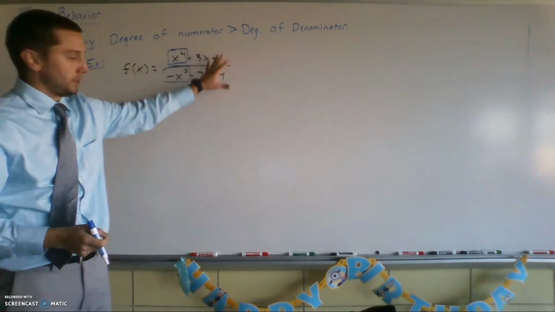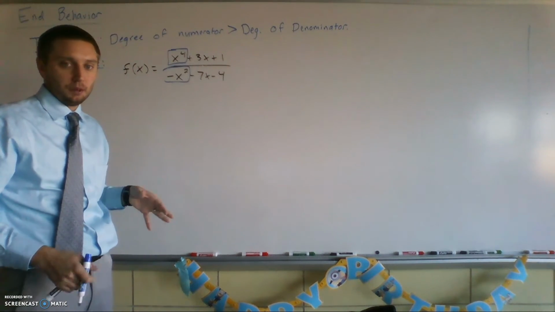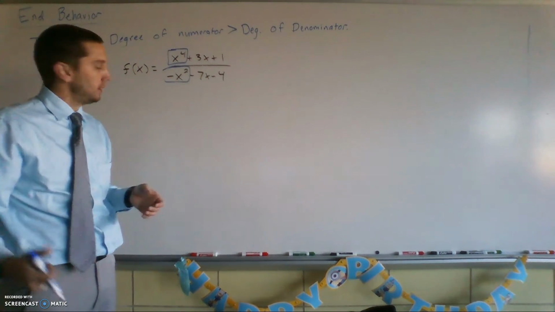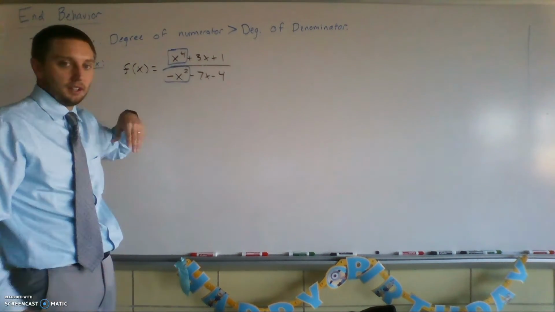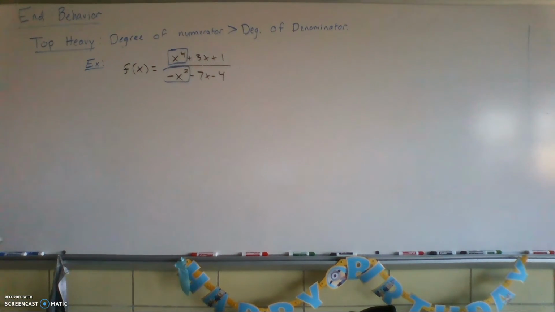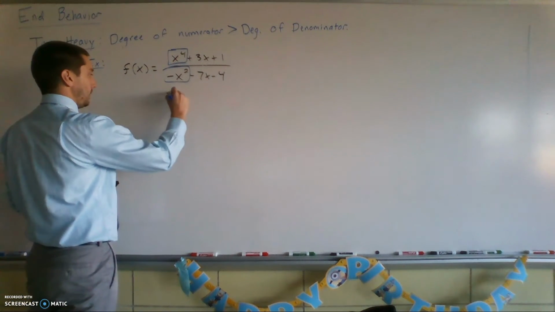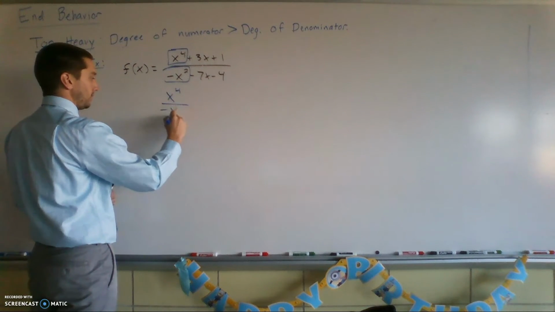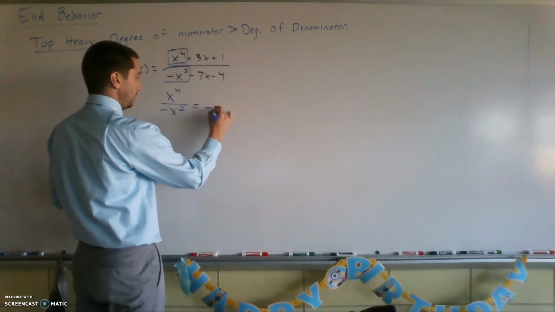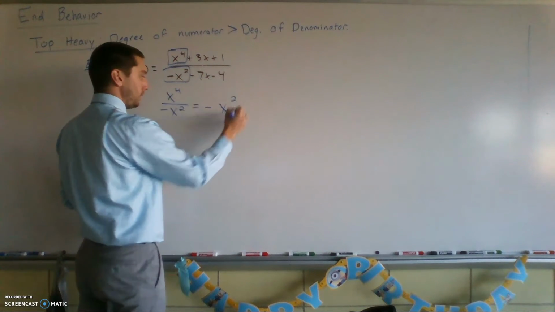So all of these other terms, they might matter if I plug in like 3 or 4. But if I'm plugging in like 17 billion, these terms are going to be insignificant compared to my dominating terms. Okay? So I'm going to focus on x to the fourth over negative x squared. So what is x to the fourth over negative x squared reduced to? That reduces to negative x squared.